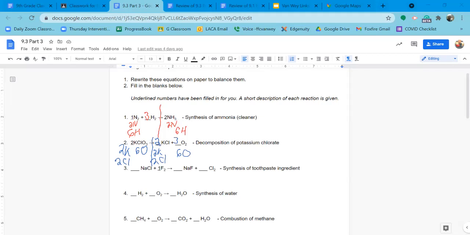Okay, so now we're going to move on to one that's a little tougher. I have 3 blanks in this one to fill in. Okay, so I can start just about anywhere, but since I went ahead and told you how many fluorines we have here, I'm going to start here. That's just going to be the easiest place to start. So I have 1 times 2 fluorines. 2 fluorines. So then I need to make 2 fluorines over here, which means there's no fluorine in this, so I need 2 of this molecule. I have 2 NaF now.